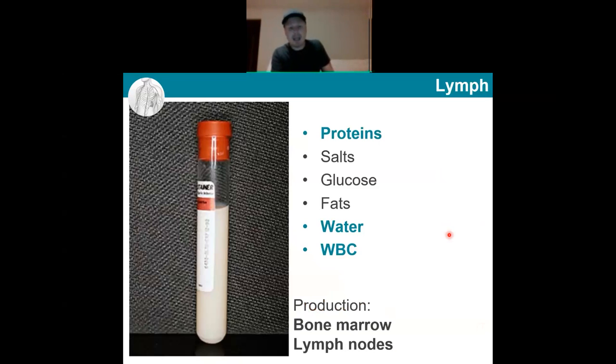Where lymph is made, initially, lymph is produced at the bone marrow, and then we might have specializations in other parts. Lymph also gets done to a certain amount and especially filtered, maintained at the lymph nodes. So that's kind of what I wanted to say about lymph.